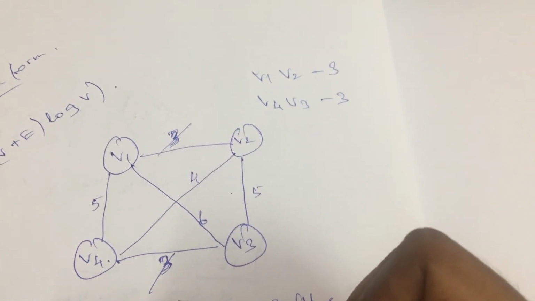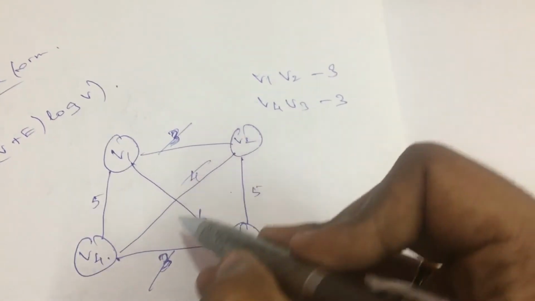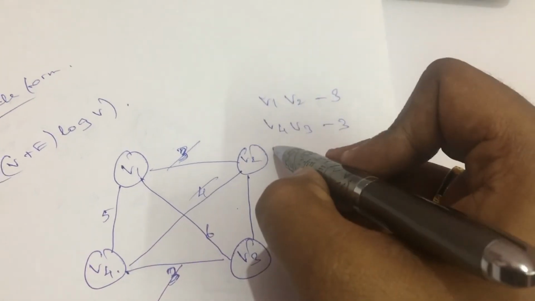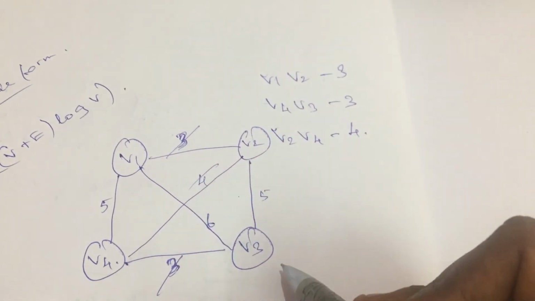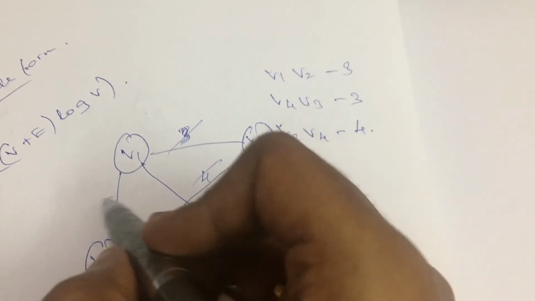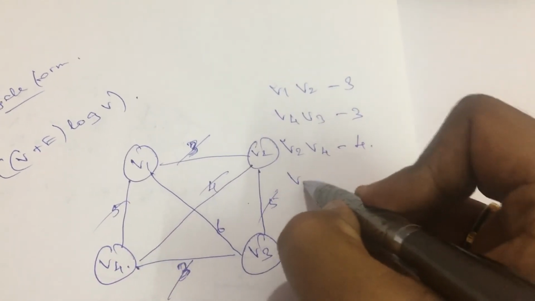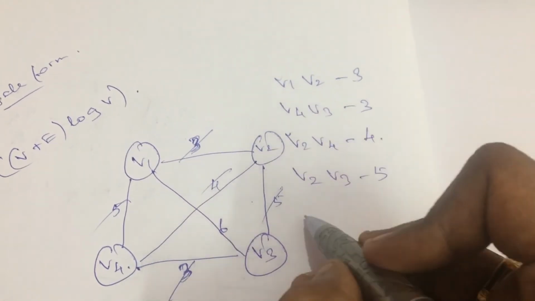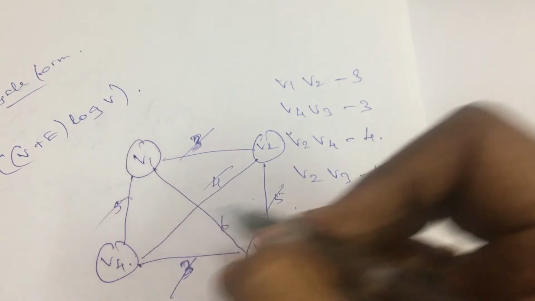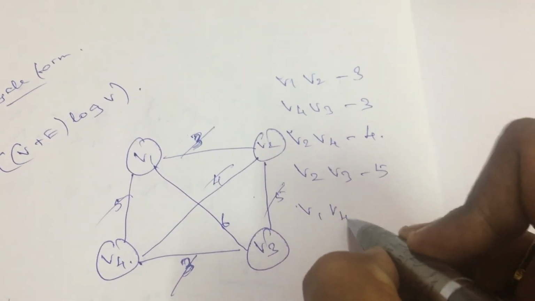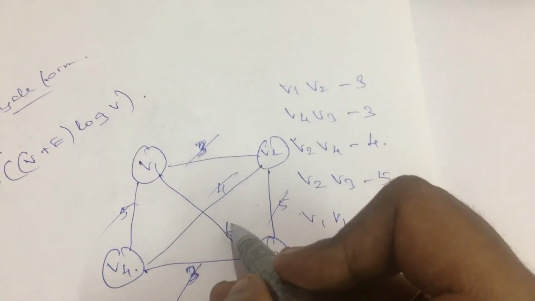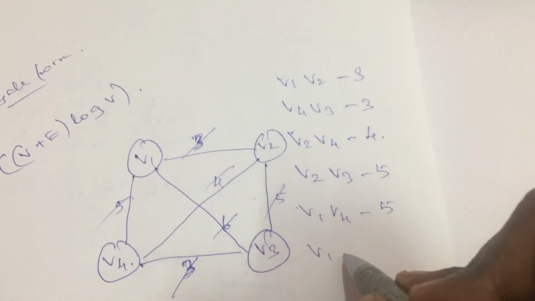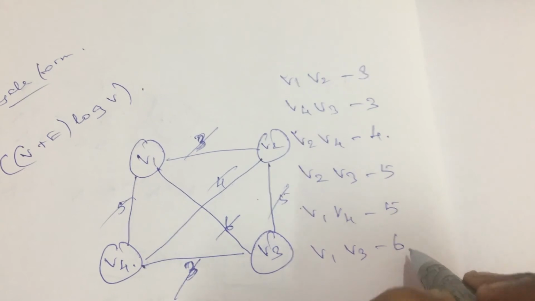The next case is going to be 4. When I consider 4, v2 v4 can be considered, and the weight is 4. Followed by this we have two 5s: v2 v3 which gives 5, and v1 v4 which also gives 5. Then the last one is v1 v3 which gives 6, right?